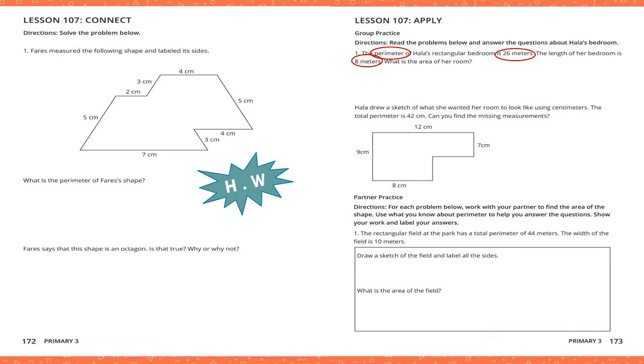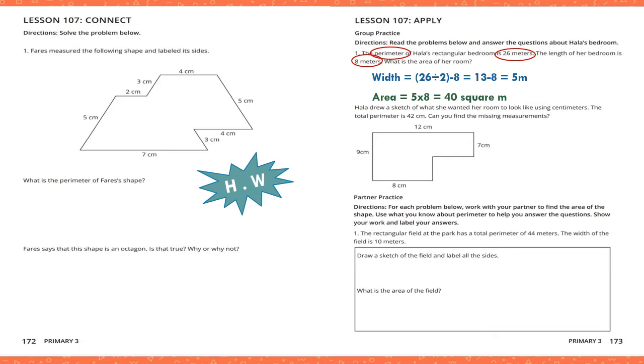So to get the area we must have length and width, but here we have only the length. So to get the width we must divide the perimeter by 2 and subtract the length. So width equals 26 divided by 2 minus 8 equals 13 minus 8 equals 5 meters. Now we have length and width. So area equals length times width equals 5 times 8 equals 40 square meters.